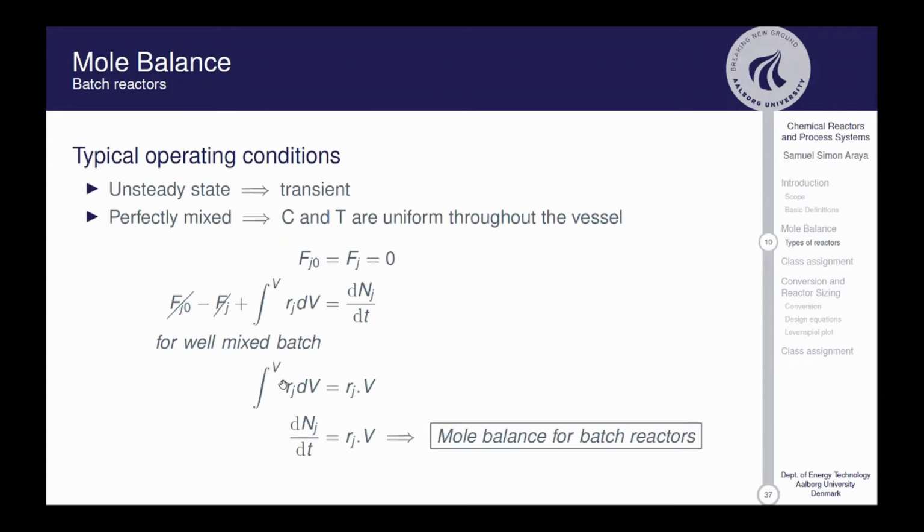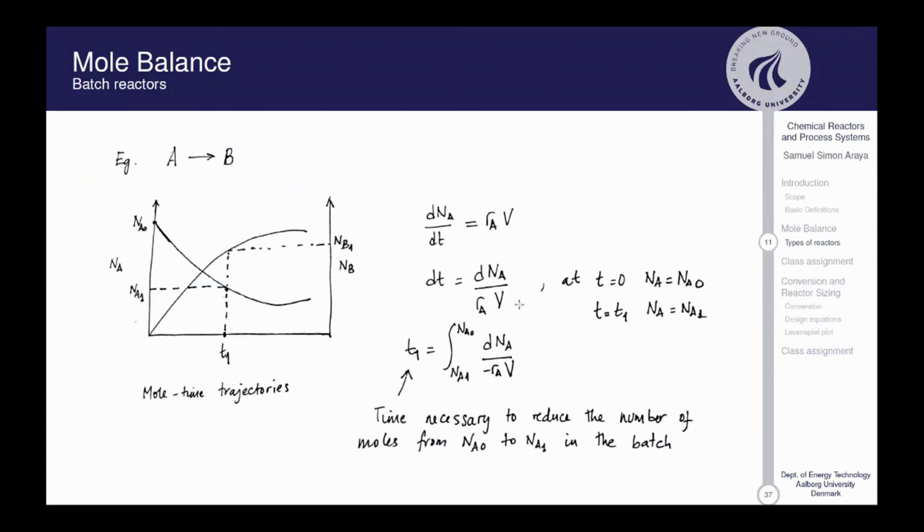Therefore, if it's well mixed and we don't have variation within the volume of the reactor, we can just assume that the accumulation is equal to the rate of reaction of that species times the whole volume of the reactor. And this is the mole balance for a batch reactor.